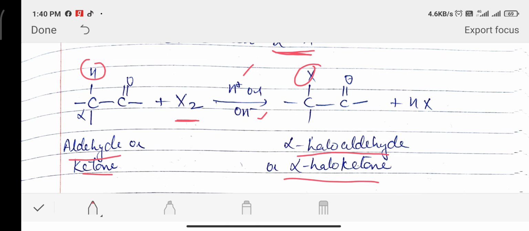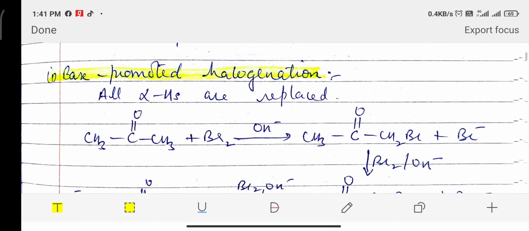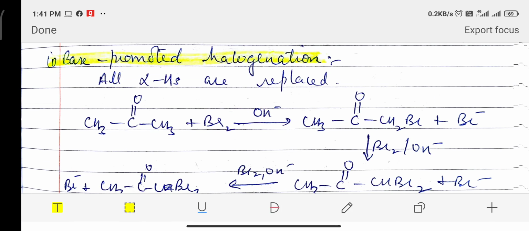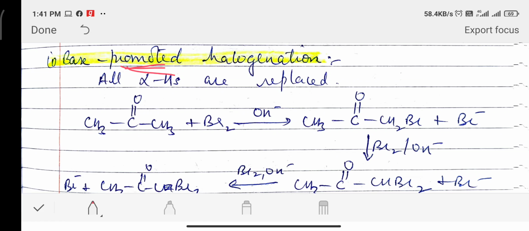This mechanism can take place in the presence of acid or in the presence of base. So these are acid catalyzed or base catalyzed. First we start with base catalyzed, or say base promoted halogenation, and in the case of acid it is acid catalyzed halogenation. So what is the difference between base promoted and acid catalyzed? We will conclude in the end.